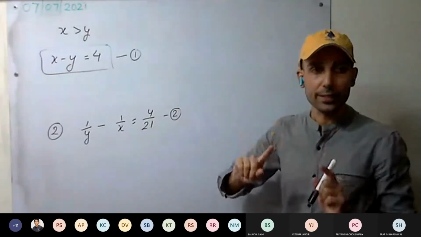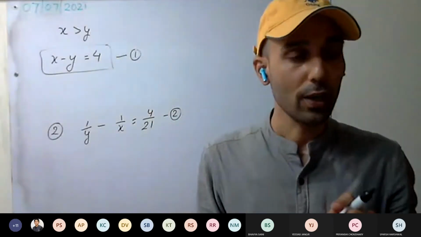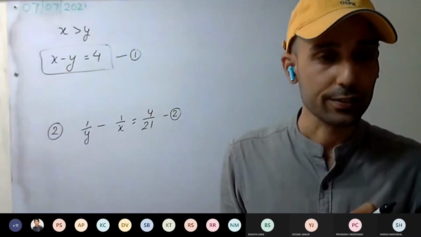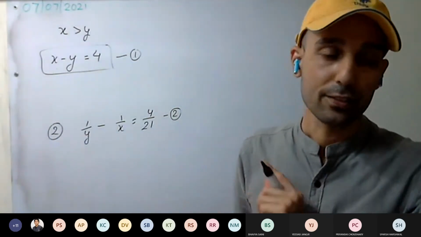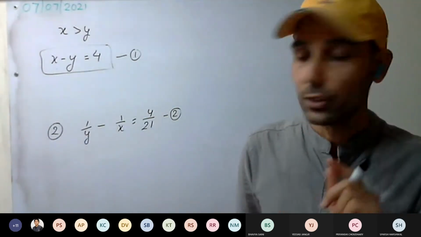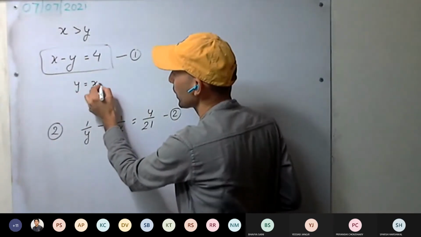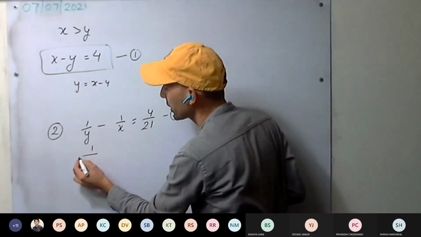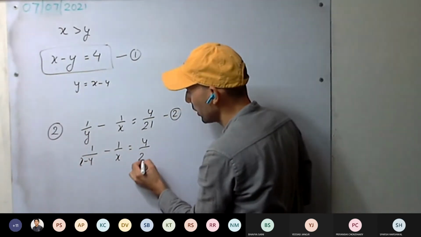So one method is the quadratic equation. Do you know how to solve quadratic equations? So the first method we are going with is the quadratic equation. The second method, with expansion, I will explain again. First method with the quadratic equation: y equal to x minus 4. Put it here: 1 upon x minus 4 minus 1 upon x equal to 4 upon 21.